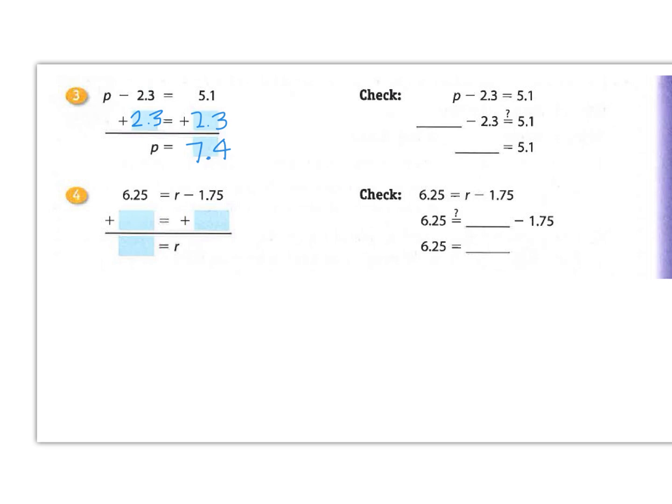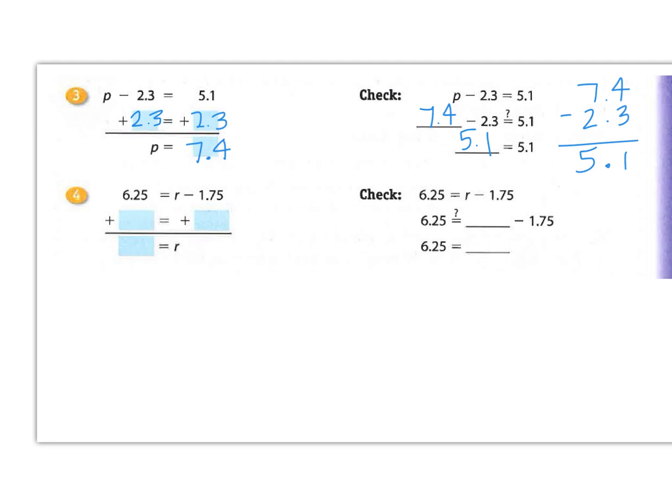So now we can check our answer. If we put in 7.4 for p, I'm going to line it up like this so we can check it. 4 minus 3 is 1. Bring down the decimal. 7 minus 2 is 5. We are correct. 5.1 equals 5.1.